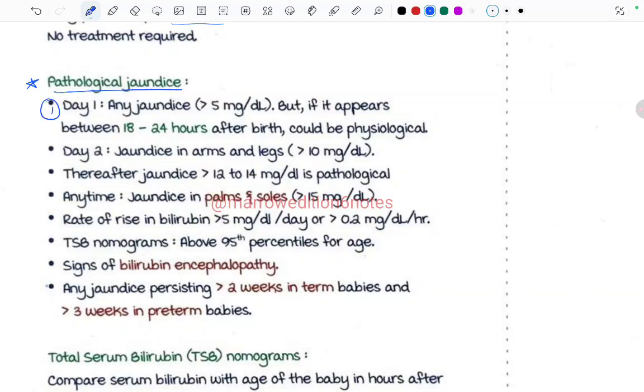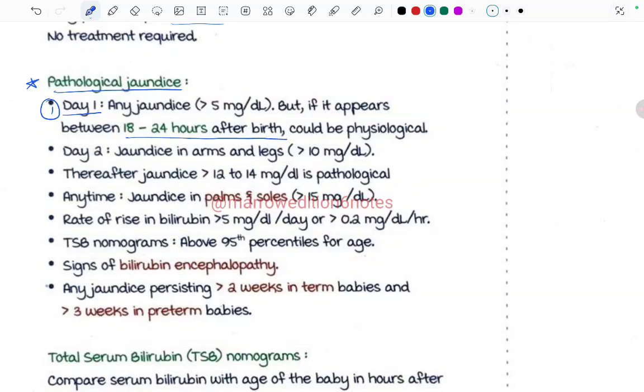First condition, day one, any jaundice more than 5 mg per deciliter, but if it appears between 18 to 24 hours after the birth, could be physiological also. So what is seen here is any jaundice appearing on the day one is called pathological jaundice. But there is a slight overlap between the hours, that is 18 to 24 hours after the birth. It could be physiological also.